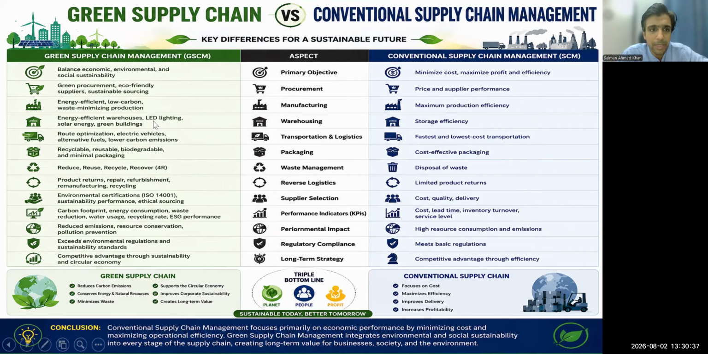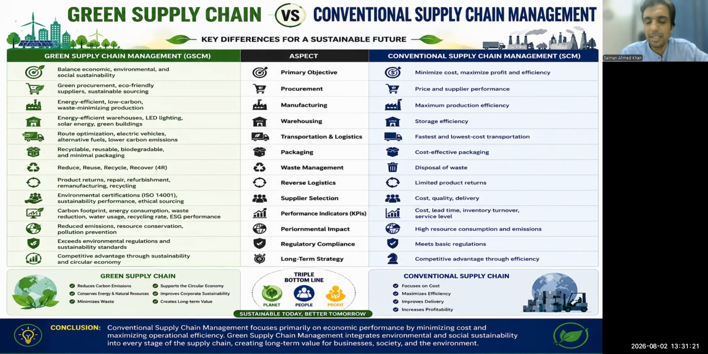In terms of manufacturing, green supply chain talks about technologies which produce less wastage, low carbon techniques and energy efficiency, while conventional supply chain management talks about maximum production efficiency. In terms of warehousing, green supply chain management talks about energy efficient HVAC systems, while conventional supply chain talks about storage efficiency. In terms of transportation and logistics, green supply chain talks about route optimization, electric vehicles, alternative fuels, while conventional supply chain talks about fastest and lowest cost transportation.